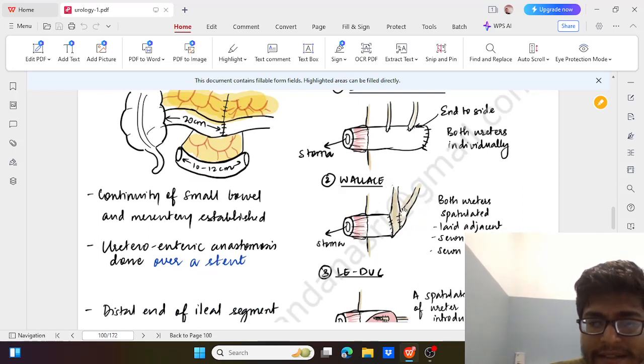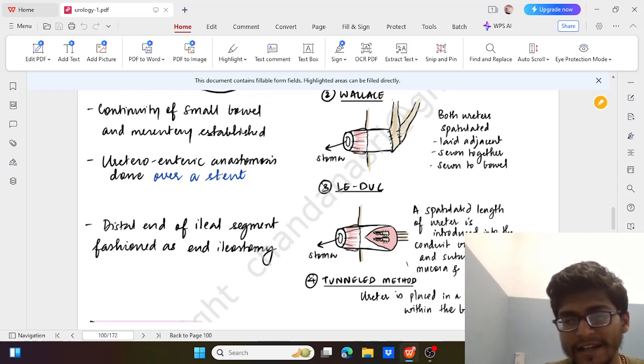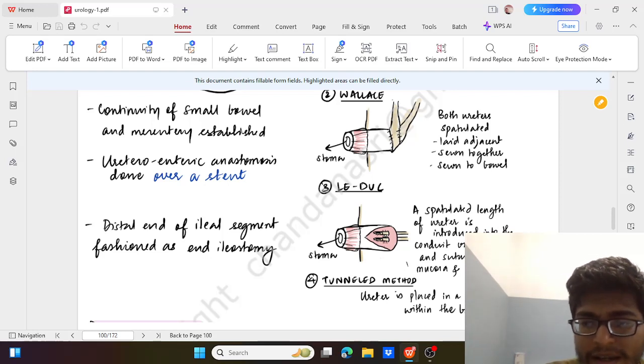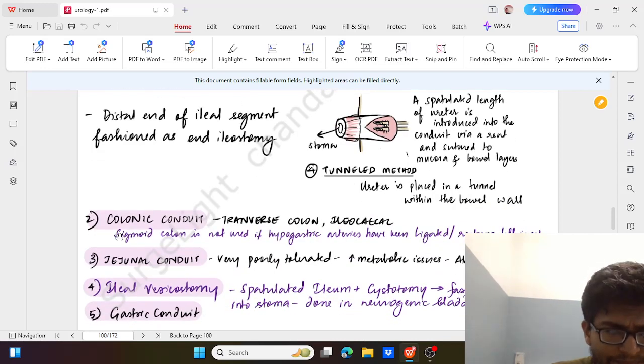In the Wallace technique, both the ureters are spatulated, opened up, laid adjacent, sewn together, and then sewn to the bowel, as you can see in the diagram. Third is the Leadbetter-Hook, where the spatulated length of ureter is introduced inside the bowel into the conduit via the rent and sutured layer-wise. And lastly is the tunneled method, where the ureter is placed in a tunnel within the bowel wall and fixed.